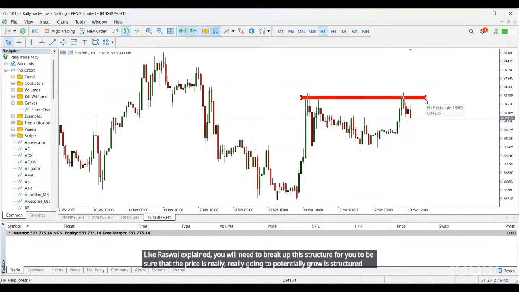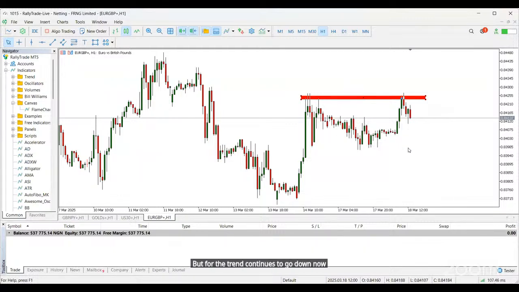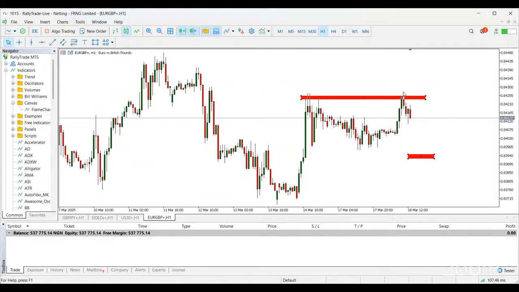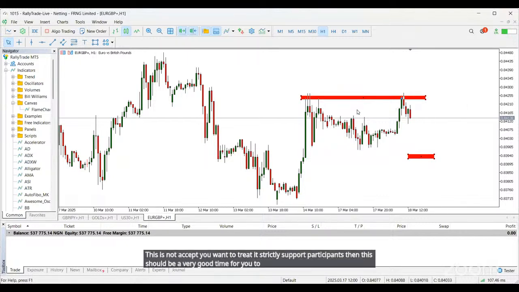Okay, maybe I can leave it like that. But for the trend to continue to go down, you want to see a lower low, and the lower low must come when the price begins to trade around this level, right? Then you know that the trend is actually shifting to the lower low, and then you can begin to sell. But as it is now, this is not, except you want to trade it strictly on support and resistance, then this should be a very good time for you to start trading in the sell direction.